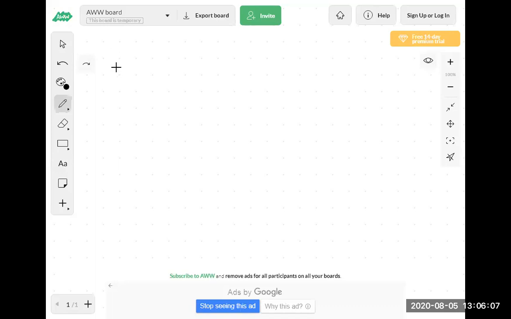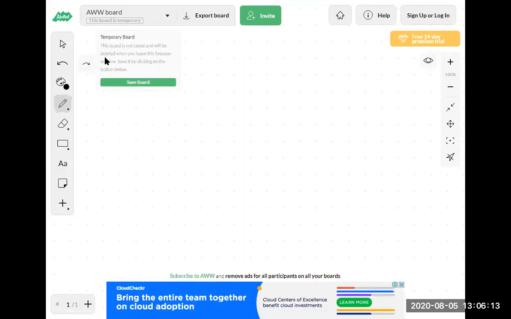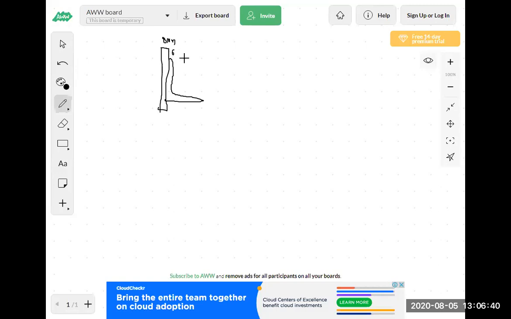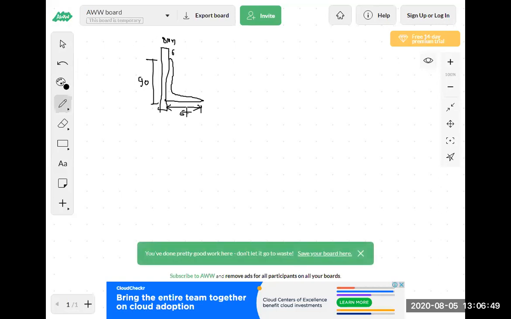So you can see back also. The next step is step number 3. But before that, I will draw the sketch we have drawn. The angle is connected to this 8 mm thick gusset plate. Thickness is 6 mm. This depth is 90 mm, and this width is 60 mm.